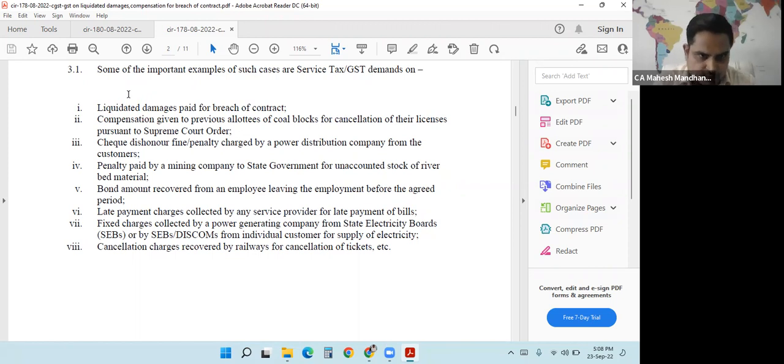So it is mentioned in the circular, this is the view of CBIC, that whenever this type of cancellation charges are recovered by any tourism company, travel agency, railways or airlines from their customer, the same will be liable to GST, because they are part and parcel of the service which is provided by the railways or by that airline or by that tourism agency.